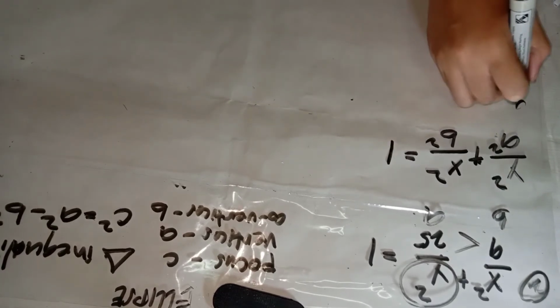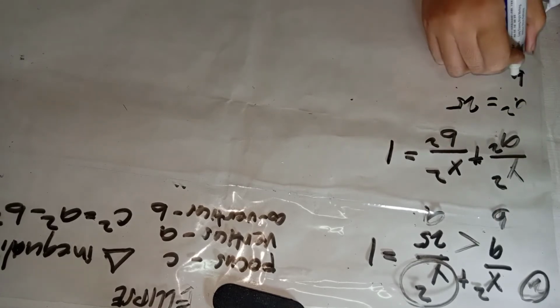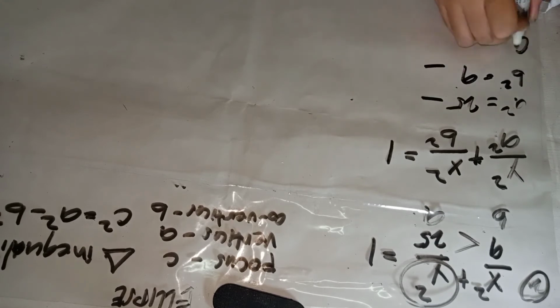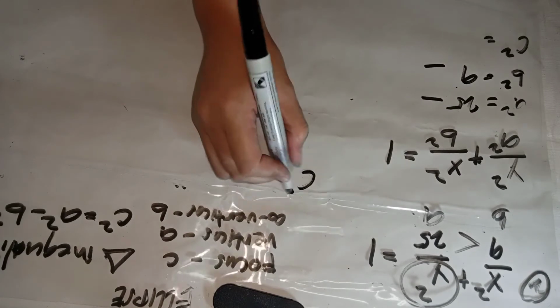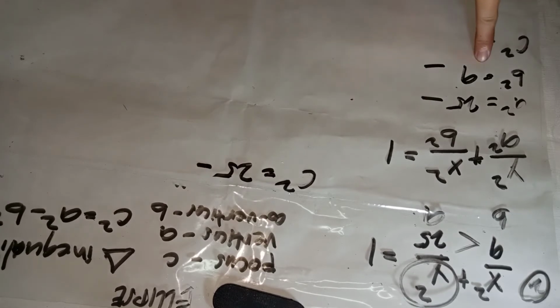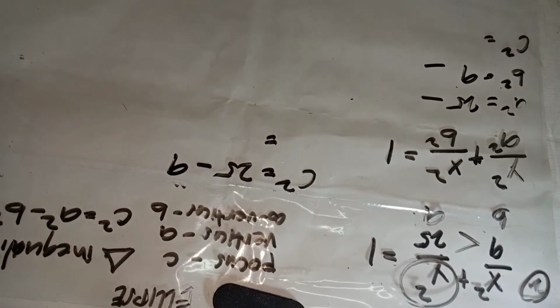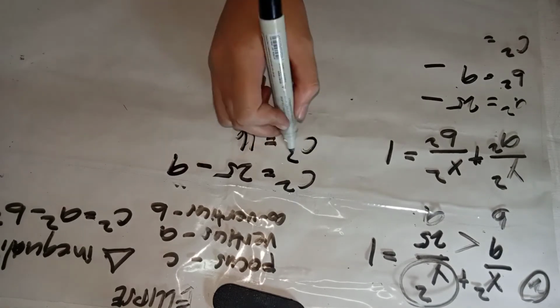What is the value of our A squared? The value of A squared is 25. What is the value of B squared? It is 9. Okay, now to get the value of C squared, use the triangle inequality of ellipse. So C squared is equals to 25 minus 9, which is 16. So the value of C squared is 16.